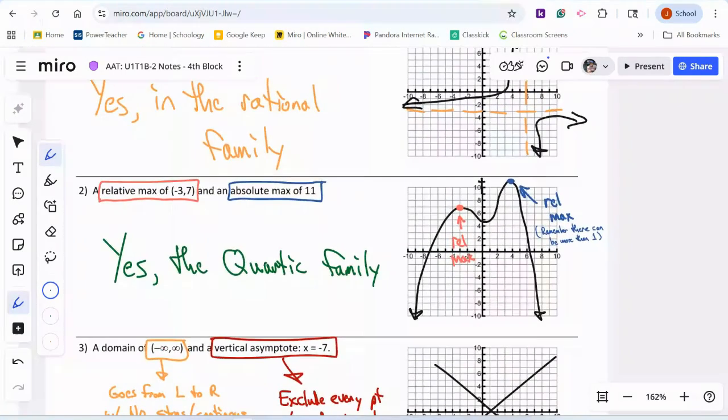You can see on number 2, we certainly can have a relative max at -3.7 and an absolute max of 11 because we can have multiple relative maxes, multiple mountaintops in the same function, just like a range of mountains can have lots of peaks, right? So we have our mountaintop at -3.7, but we will also have a mountaintop with a y-coordinate, a height of 11. Now, the x-coordinate doesn't really matter. I picked about 4 there, but you really could put it anywhere, and this would fit in the quartic family.